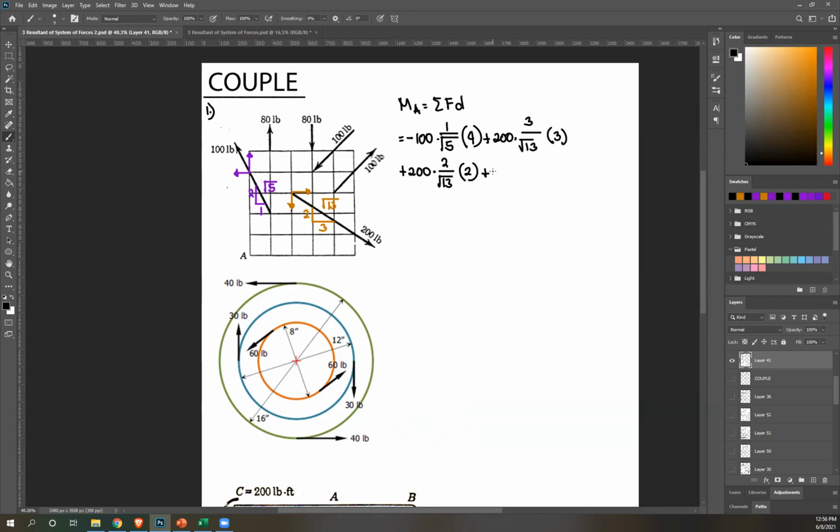Then recall the equation for a couple. That's just force times distance. The force is 80. Distance between them is 2. So times 2. Okay. Next, observe the next pair of forces. We have this 100-pound force. They're parallel but opposite in direction. Therefore, we have another couple. Check its direction. So to the left, right, left, right. So this is counterclockwise. That's negative, force times distance between them.